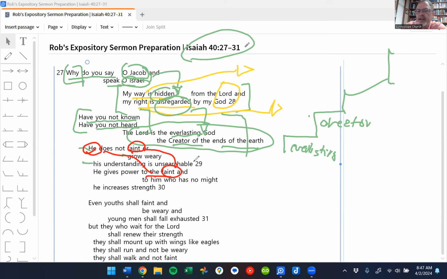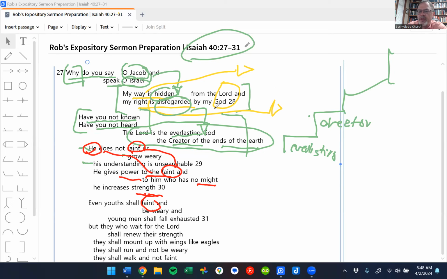And then he gives to him who has no might, he increases strength. So you begin to see that God is the one who doesn't faint, and God is the one who has strength, and he gives that power and might to those who don't have it. In other words, God is the source of everything that his people need. Here's that word faint again.